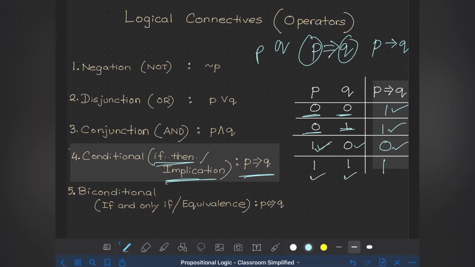But in the last case, if you have worked hard then you will pass, yes, it is giving us a true result. So this is what the conditional or implication part is about. Now we will be looking into the biconditional one.